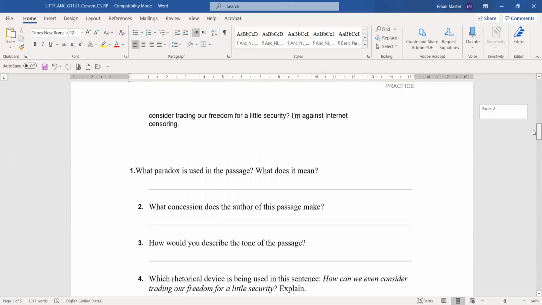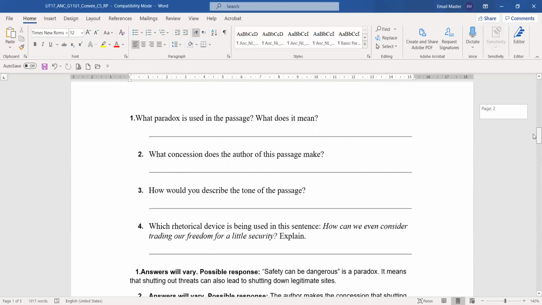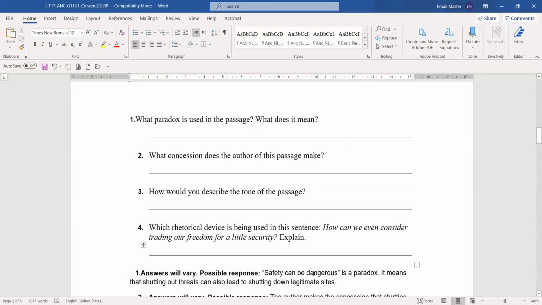So the first question is, what paradox is used in the passage? What does it mean? So the possible answer can be, the paradox, safety can be dangerous. There's a sentence there at the end of the paragraph. So this is a paradox because safety and danger are used in the same statement. It means that shutting out threats can also lead to shutting down legitimate sites.